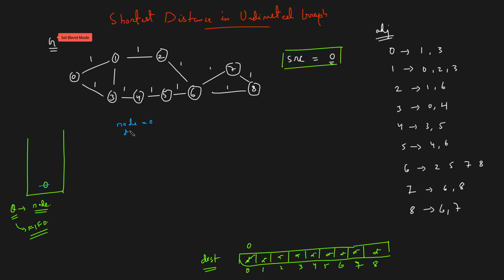So I can say the distance as of now is 0, because to reach 0, we have taken a distance of 0. Now the next step, you check out what are the adjacent nodes of this node. So I see the adjacent node is 1 and 3.